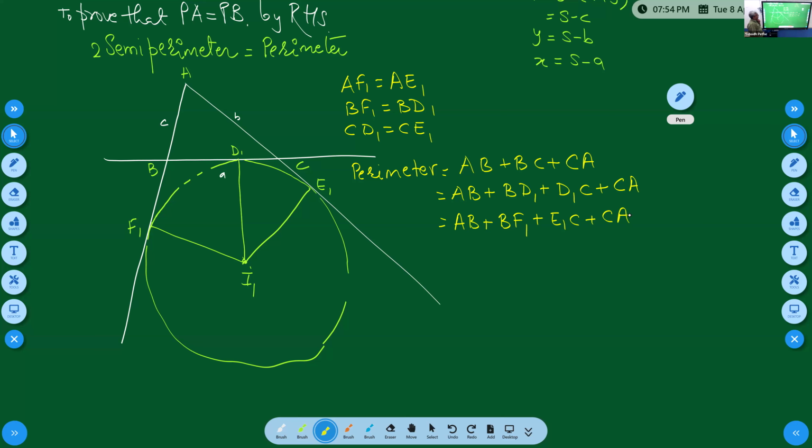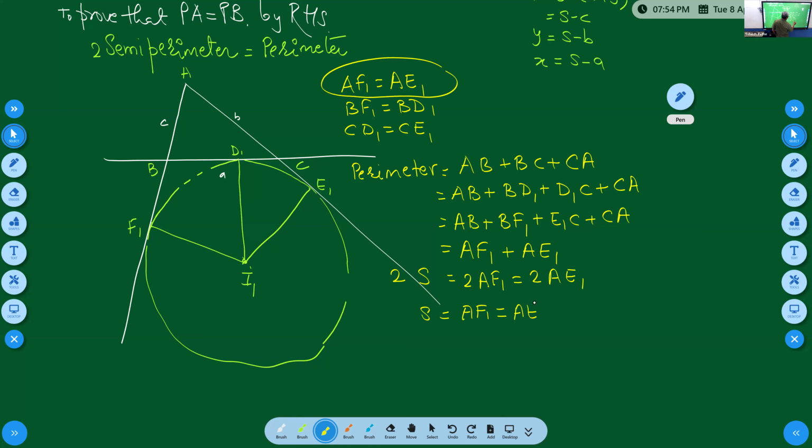But if you look at the diagram, AB plus BF1 is AF1, and AC plus CE1 is AE1. Both of them are equal. Therefore, this is equal to 2 times AF1, which is equal to 2 times AE1. But it was the perimeter, therefore it is 2 times the semi-perimeter. S is equal to AF1 is equal to AE1. So start from the vertex and stop where you touch the ex-circle. That distance is S.